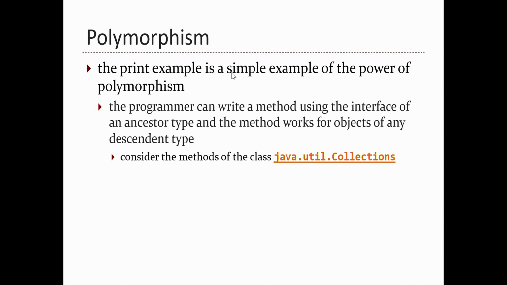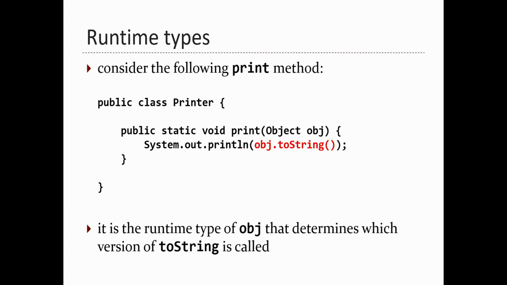So that print example there is an example of the power of polymorphism. Remember, objects have more than one type in Java. This print method relies on that fact. I can call this method with any object, not just big O objects, any object, and it works. Why does it work? Because all objects in Java have the type big O object.